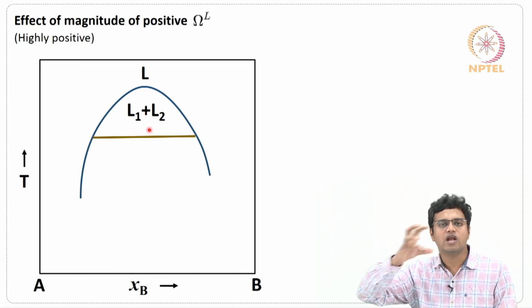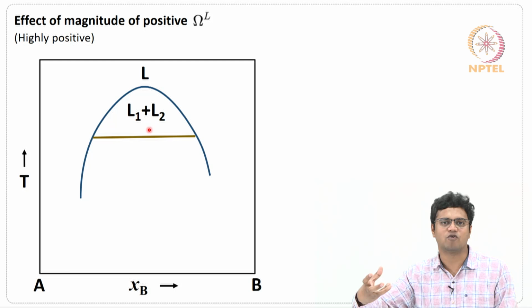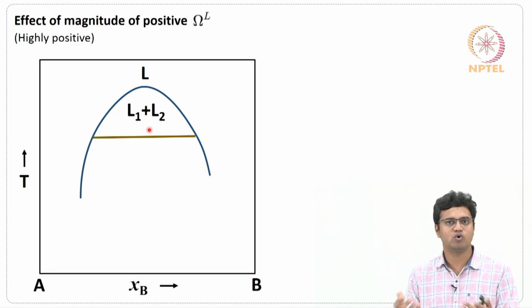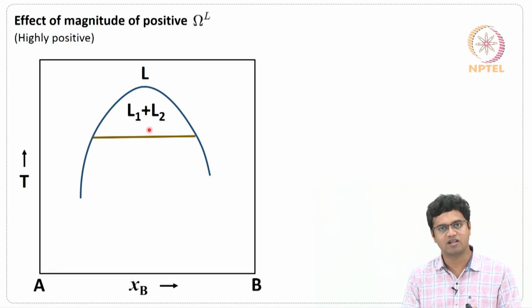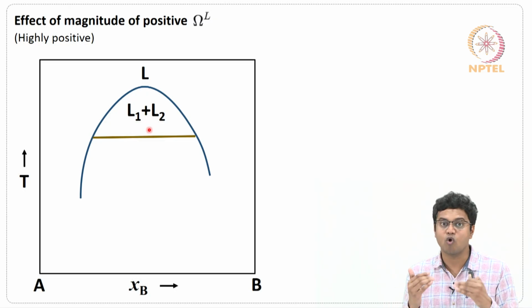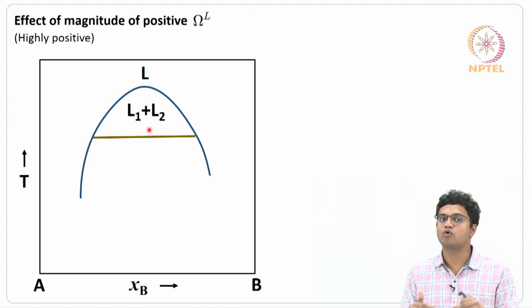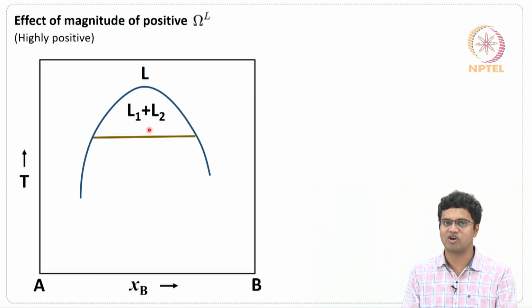Now L1 and L2 have formed. More L1 and L2 have formed, and both have to be solidified. So I need two invariant reactions. Those could be two eutectics, two peritectics, one eutectic and another peritectic, or whatever combination. But we have to choose those invariant reactions for which the output becomes a solid.